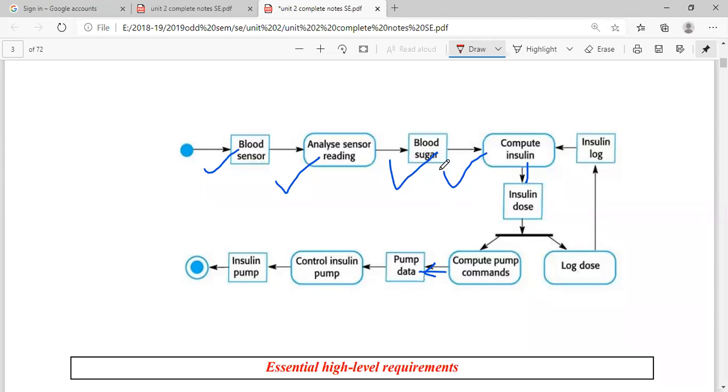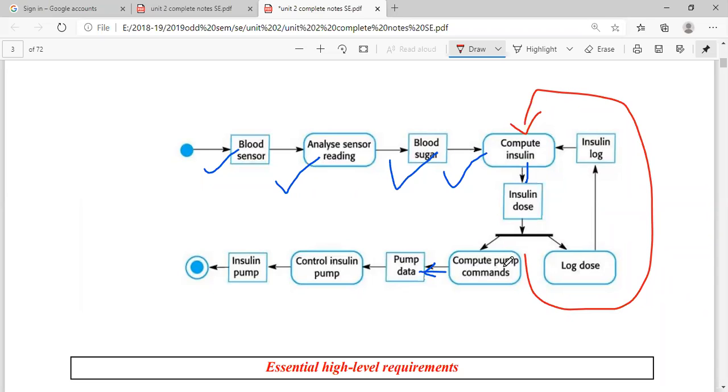Sometimes the blood sugar level may change continuously. At that time these activities are repeated. So, log dose, insulin log. Suppose sometimes insulin is needed 2 times, or some day it may be needed 3 times. That is why these activities are repeated. This is almost the setting or resetting of your pump, depending on the blood sugar levels.